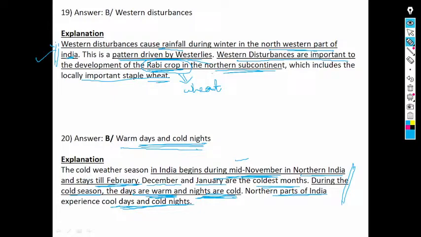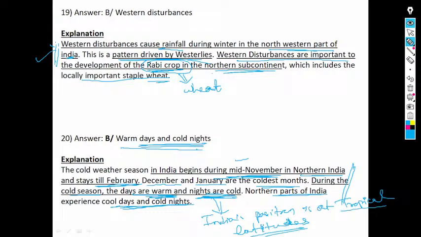It is also the reason pertaining to India's position, which is at tropical latitudes. Tropical latitudes in India's position.